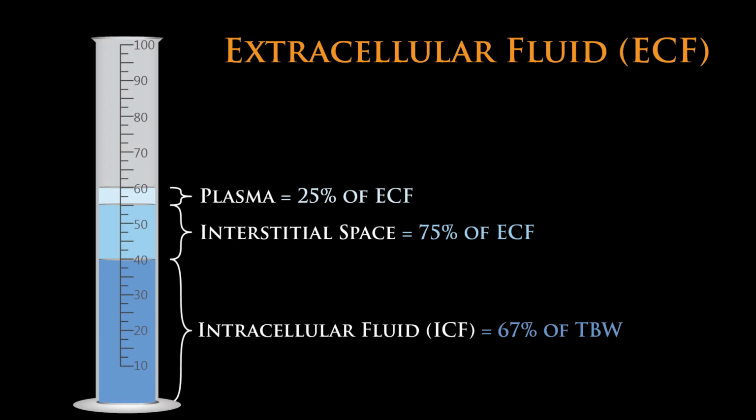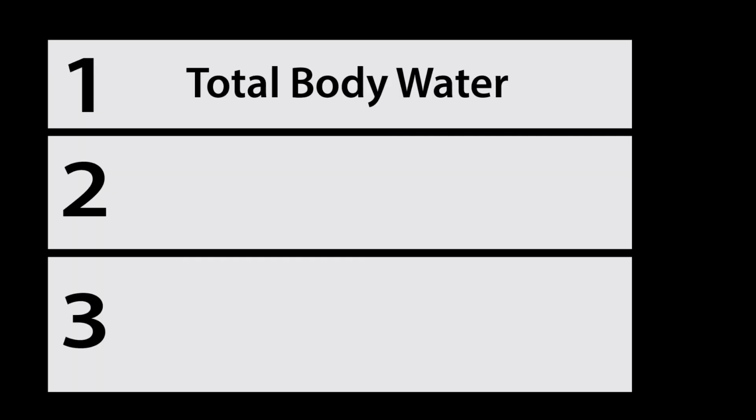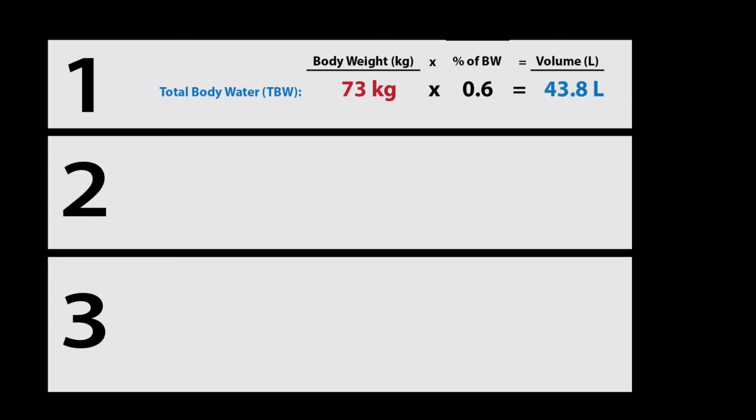Now let's keep going with this theme. How do we calculate the volume of each one of these fluid compartments? Well, always start by calculating total body water. In this case, what is the total body water of a person that weighs 73 kilograms? Simply multiply 73 kilograms times 60%, which gives us 43.8 liters of total body water.